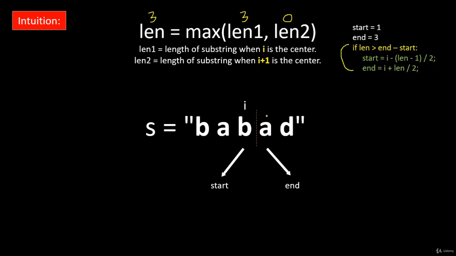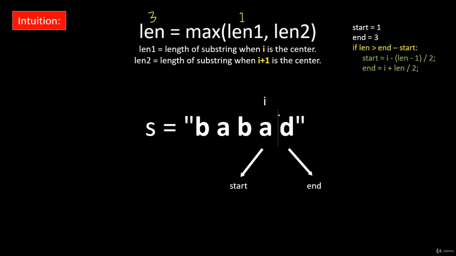Then for the next iteration, i will point right here, and this is our center. In this case, the longest palindromic substring is 1. If we expand, start will point here and end will point here, and they are not equal, so we cannot expand anymore. The length is 1. Then the next center is this, and here the length of the longest palindromic substring is 0. Alright, the max of length 1 and length 2, that means 1 and 0, is 1. Length is not greater than end minus start, so it will not change the start and end pointers.